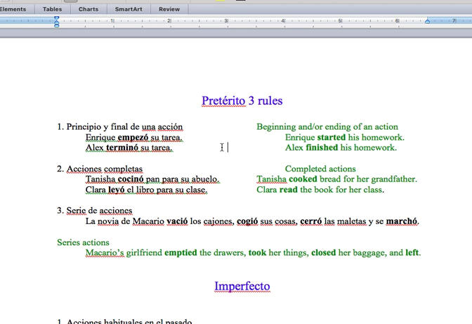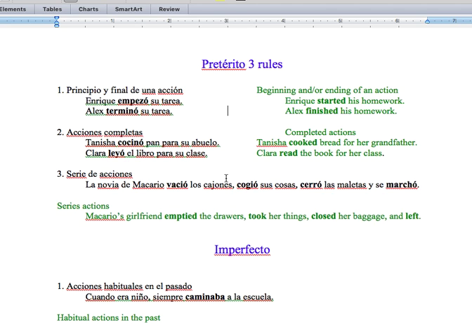Okay. So the three rules of preterite are to indicate the beginning and ending of an action, to indicate completed action, and a series of events. Veni, vidi, vici. And I think the most important rule of these is if it's not pretérito of the indicative, it will be the imperfecto of the indicative.